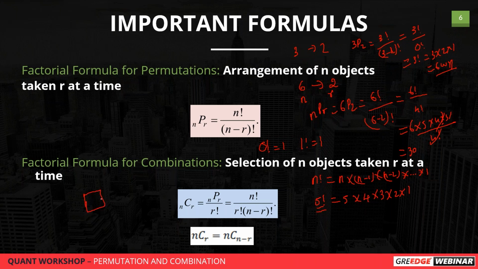So we can arrange empty in one way. That is the only way we can represent it. For example, if I have two letters AB, how many ways can we arrange them? I can arrange them as AB or as BA. Two ways I can arrange.